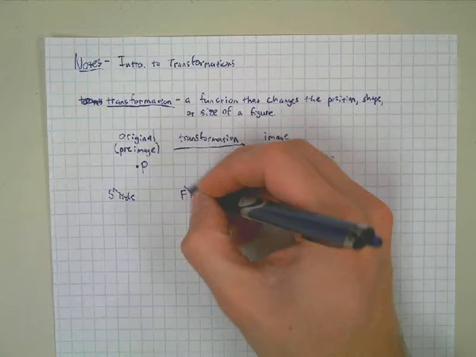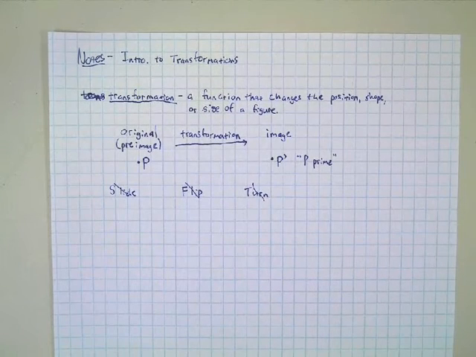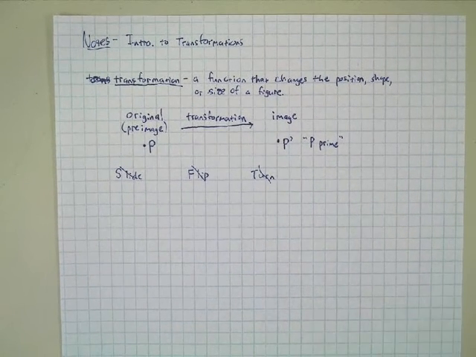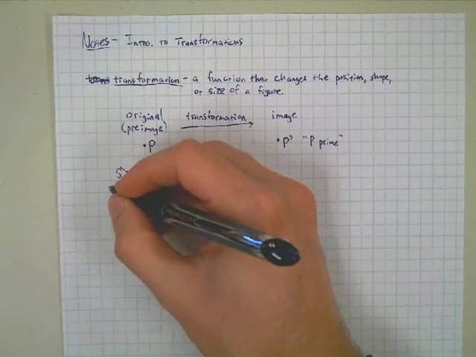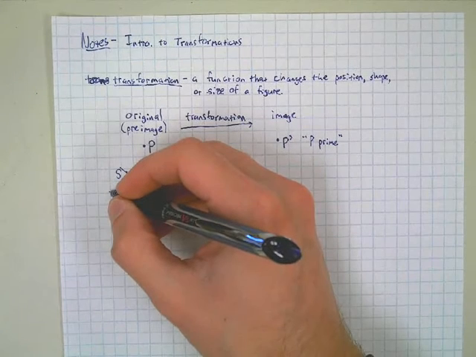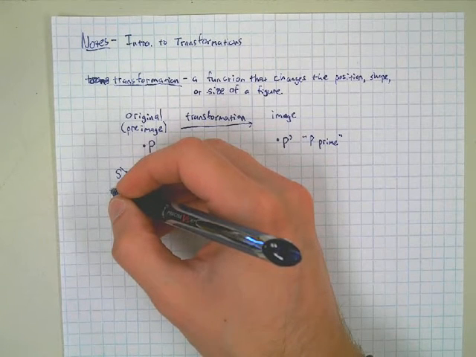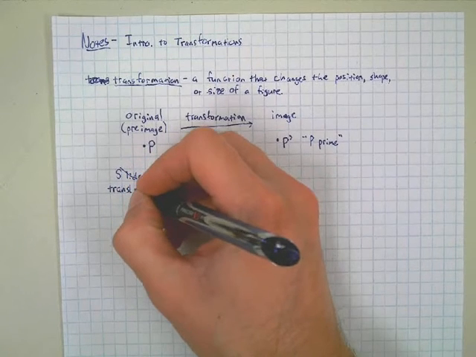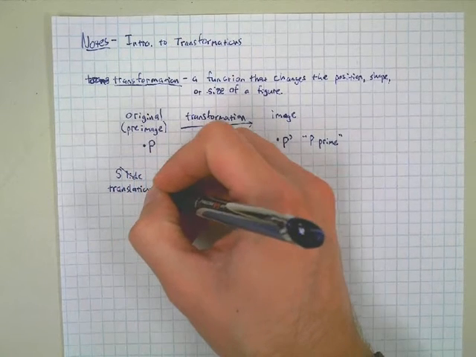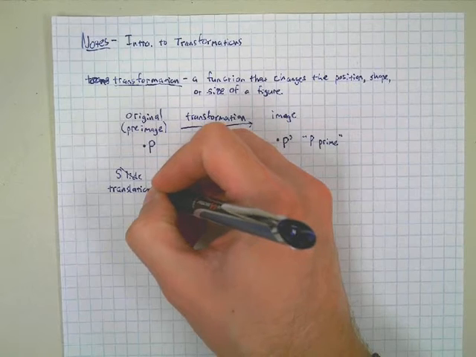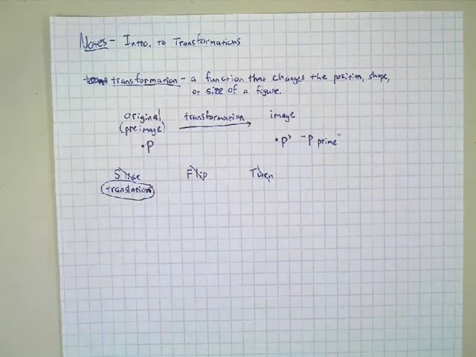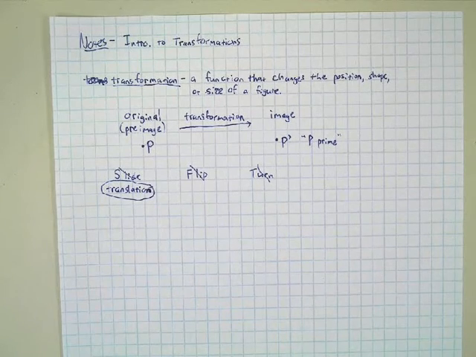Okay, slide, flip, and turn. We're not going to really use those names anymore. Okay, we're in high school. We're like official geometers, official people that study geometry. So instead of slide, does anyone know the official mathematical term for slide? Translation. So that's the word we want to use there, translation. Okay, so a slide is a translation.